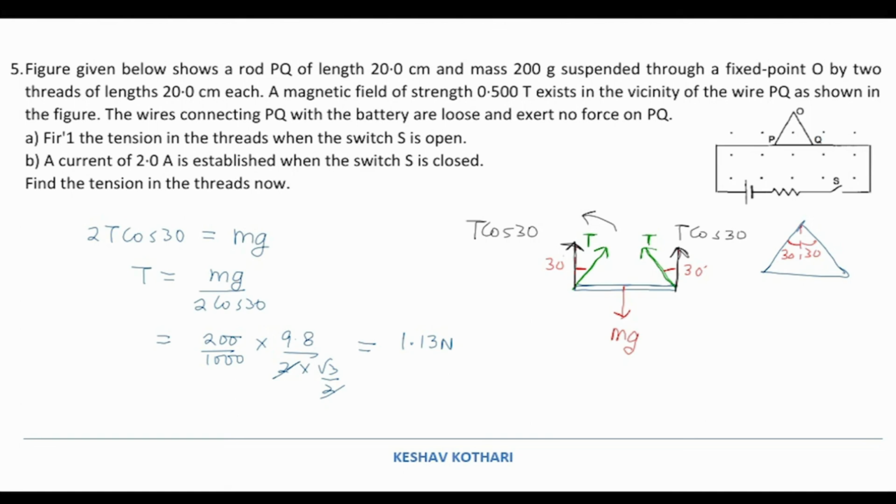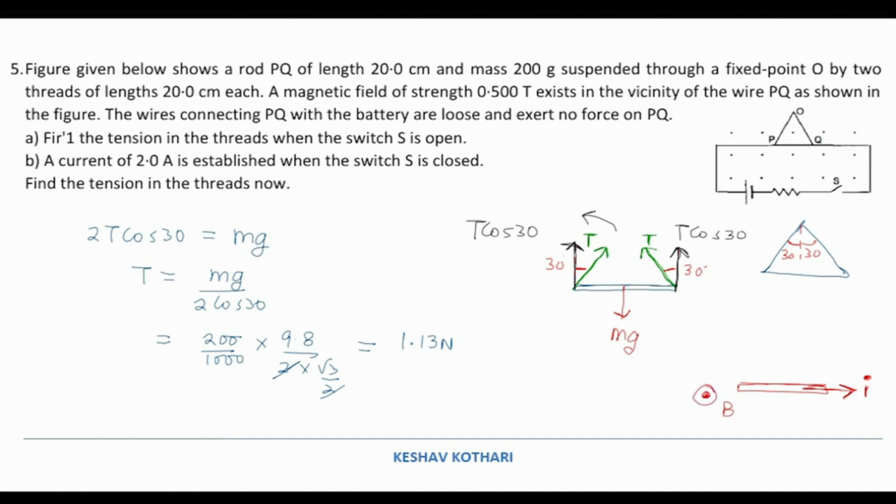Now in the second part the question is saying that a current of 2 ampere is established when the switch is closed. So after closing the switch, if the current of 2 ampere is established, then in this FBD we are making some changes. The magnetic field is pointing in the outward direction, and the current which this rod is carrying is in this direction. So this is the direction of current which we have. The magnetic field is in the outward direction, that is pointing outside the screen.